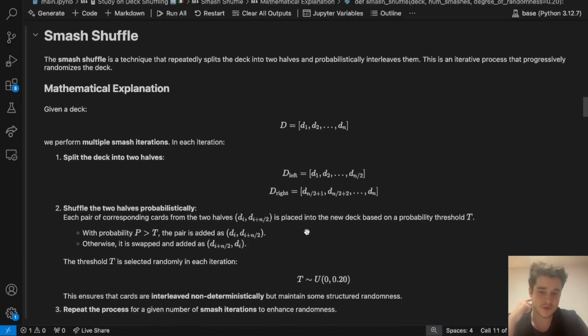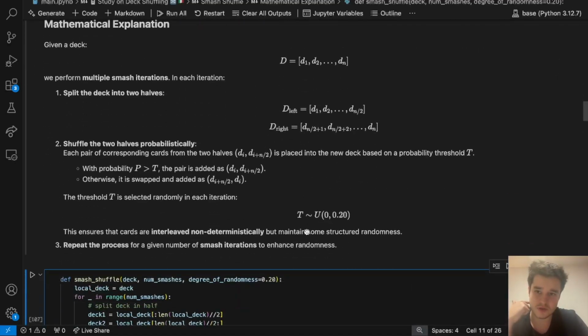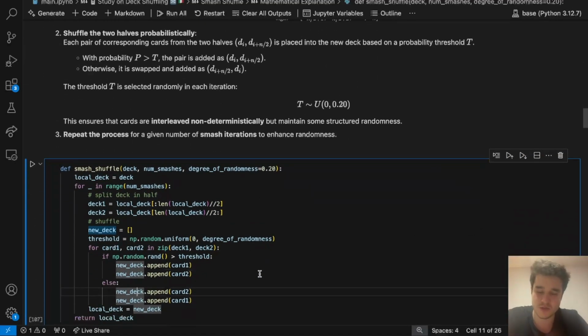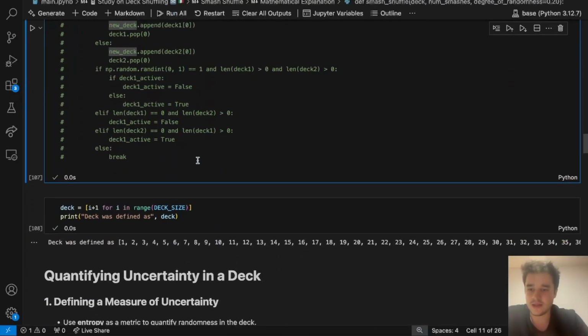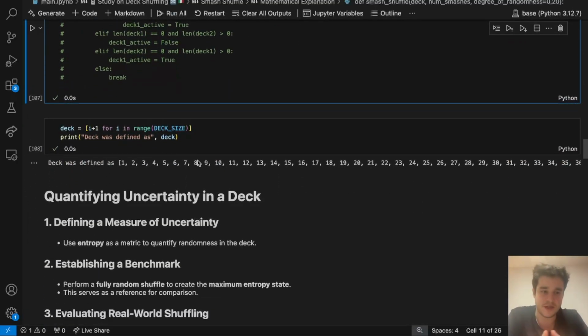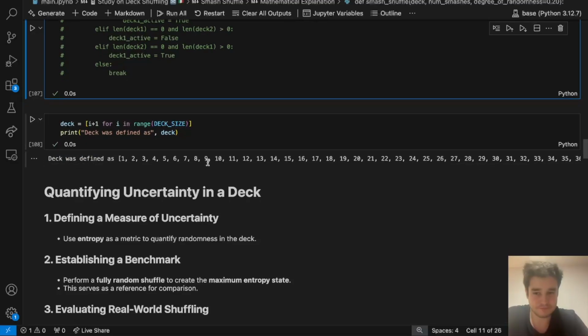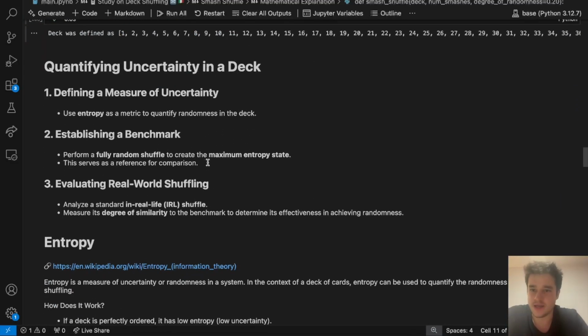And this degree of randomness is how we control this. And then just the number of smashes, right? So you could do it 10 times, you could do it 2 times. And yeah, afterwards we just define the deck. So we have a deck. The deck is just numbers from 1 to 40. As simple as that. And now that we have this, we have another problem.